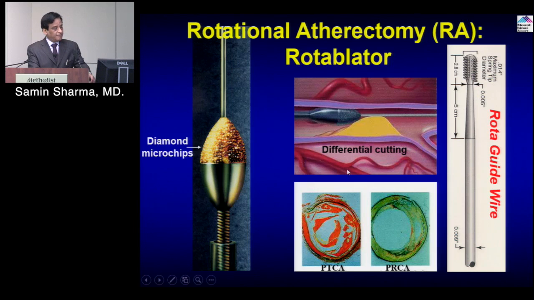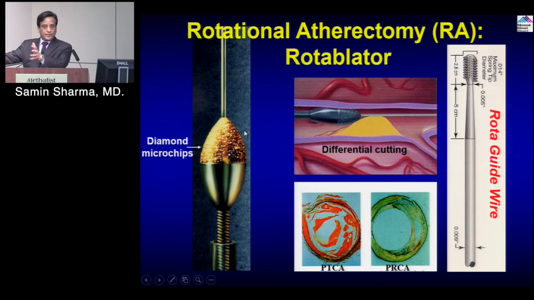Now, rotational atherectomy is there for the longest since 1992, and basically it's a diamond microchips in this conical shape, and which works on the differential cutting. Basically, elastic tissue deflects, non-elastic tissue ablated. One of the big issue is the specialty wire, which is called Rotawire, which has a 0.009, and it's a very flimsy wire. That's one of the big limitation, and the whole setup is very complex.